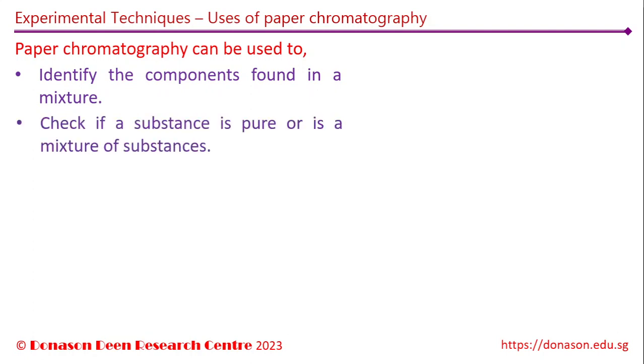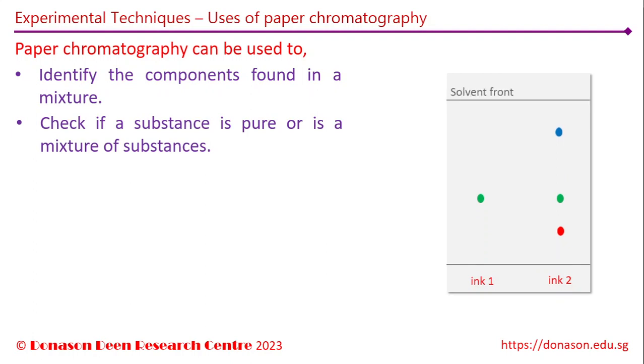Another use of chromatography is that it can be used to check if a substance is pure or is a mixture of substances. In this chromatogram, let us compare a couple of inks. What does the result show? It shows that ink 1 is a pure dye since it contains only 1 dot. However, we can see that ink 2 is a mixture of 3 different dyes, since we can see 3 distinct dots for ink 2.